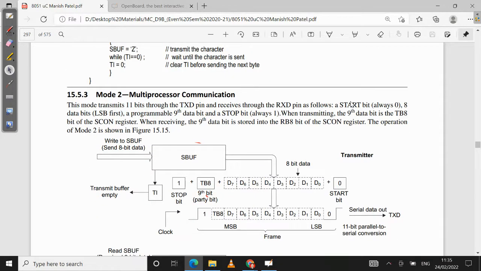Yes, mod 2 now. You know mod 2 is a multi-processor communication. Okay, that is a 9-bit UART. Your baud rate is 1 upon 32 of the crystal frequency, or 1 upon 64 of the crystal frequency. Now here the important thing is that mod 2 is similar to mod 1 except that 11 bits are transmitted or received. So which are the 11 bits?